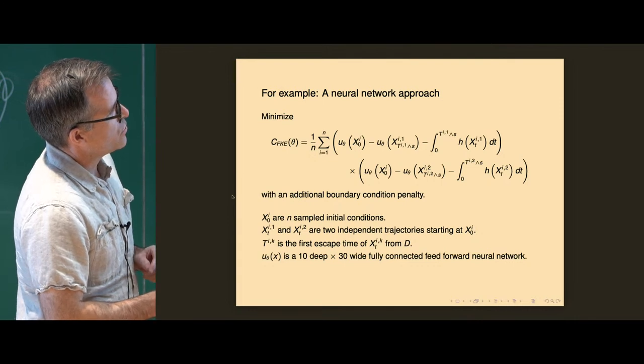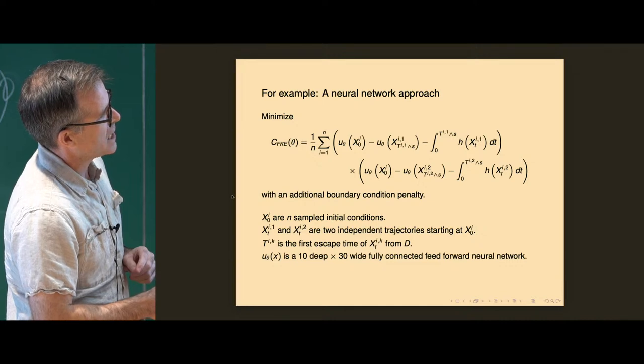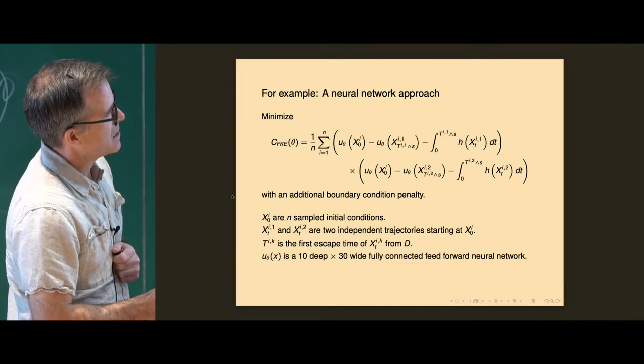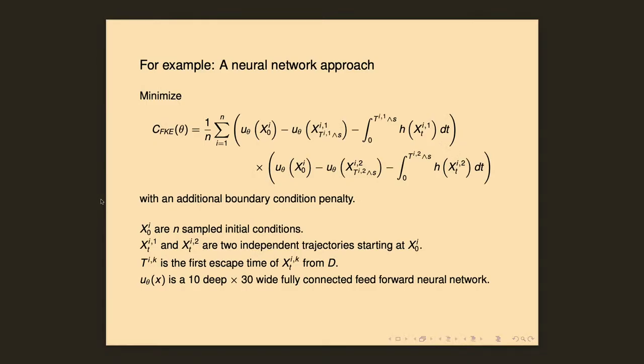For this way of doing it, I need two trajectories from each point, for the reason that I said. For each one of those, I need to know whether it escaped before this little time s. So each of those needs to be run for s units of time or until it escapes, whichever is sooner. And in the pictures that I'll show you later, this is a fully connected feedforward neural network that has 10 layers.